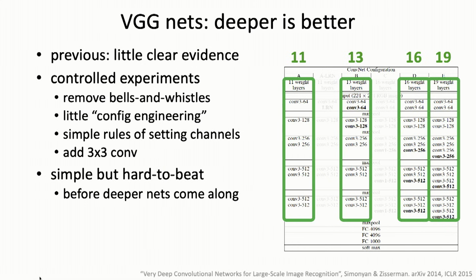They tried to remove all the bells and whistles in the architectural design. They introduced very little config engineering, and they developed very simple rules for them to set the number of channels or the number of layers for every single stage. And all they did is just to add more and more 3x3 convolutional layers. This is a very simple design. This is extremely elegant. However, these simple baselines are very hard to beat.